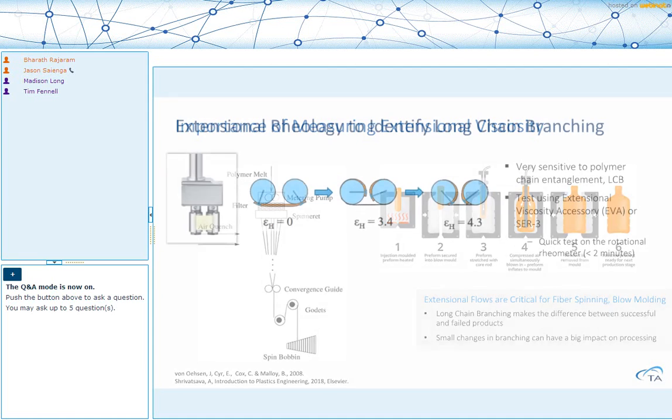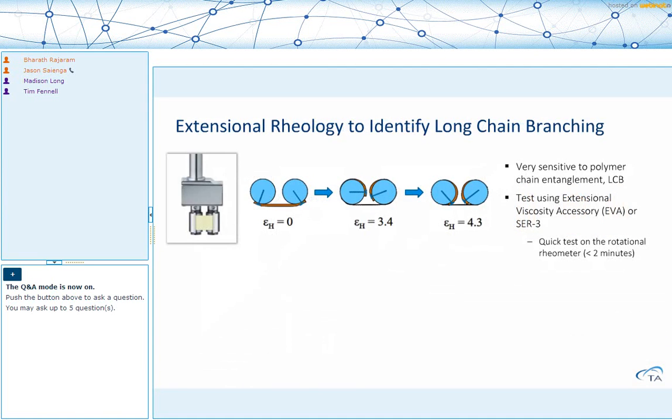So how can we understand this? We can use extensional rheology to identify long chain branching because it is very sensitive to polymer chain entanglement. And on the rotational rheometer, these types of tests can be done using the extensional viscosity accessory or the SCR3 device. These devices convert the rotational motion of the rheometer into uniaxial extension, which then allows you to characterize this behavior. It's a very quick test. It takes less than 2 minutes to do. And it's a powerful test, and we'll have examples of that.